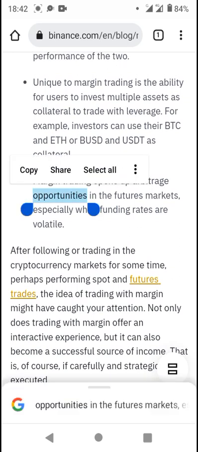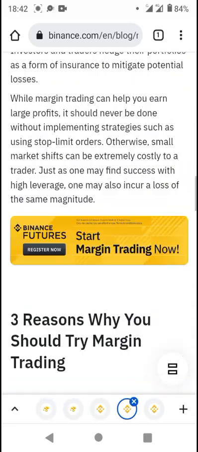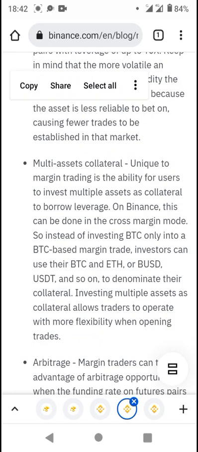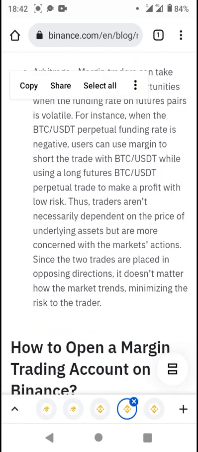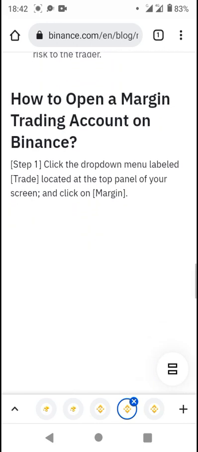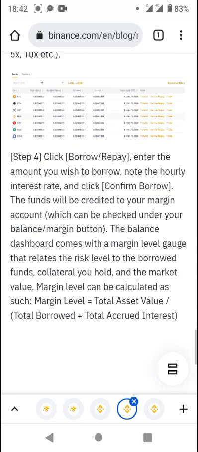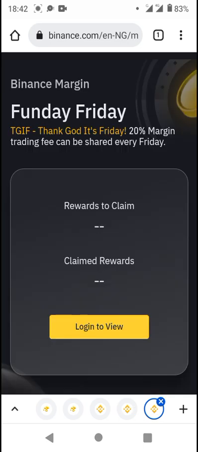Margin trading also opens up arbitrage opportunities in the futures market. So these are some keynotes about margin trading, in particular on the Binance platform. You want to take note of the multi-collateral asset feature, as well as the arbitrage opportunities. These are some of the benefits and some of the basic tips or characteristics of Binance margin trading. Now we're going to look at the Binance Funded Friday feature.